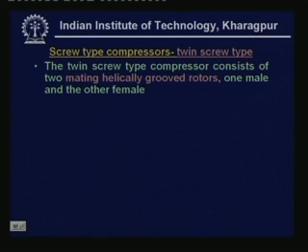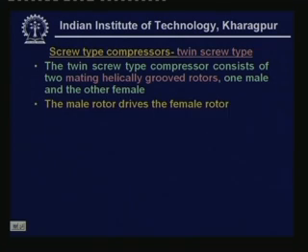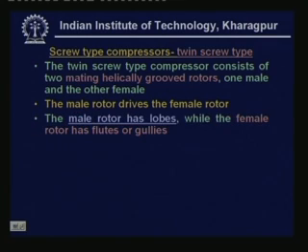Now let us look at the other important type of positive displacement compressor, that is what is known as screw type compressors. Screw type compressors can be either single screw type or twin screw type. So let us first look at the twin screw type of compressor. The twin screw type compressor consists of two mating helically grooved rotors, one is a male rotor and the other one is a female rotor. The male rotor drives the female rotor.